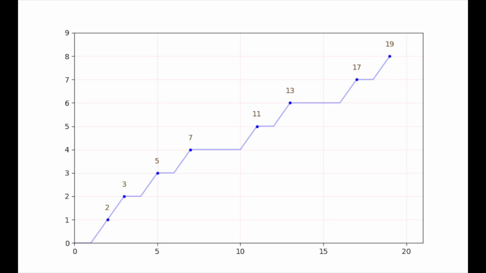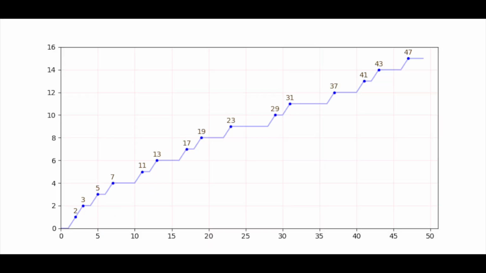This graph plots out P of n. P of n outputs the number of primes there are less than or equal to the number n. This graph graphs P of n up till 20, and this graph graphs P of n up until 50.